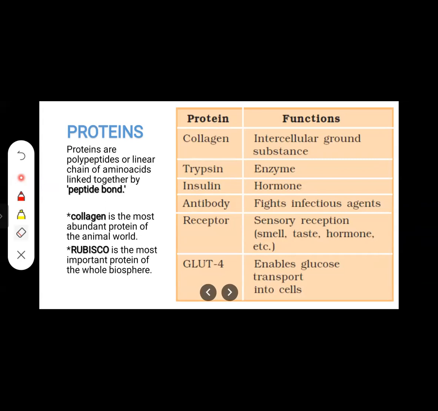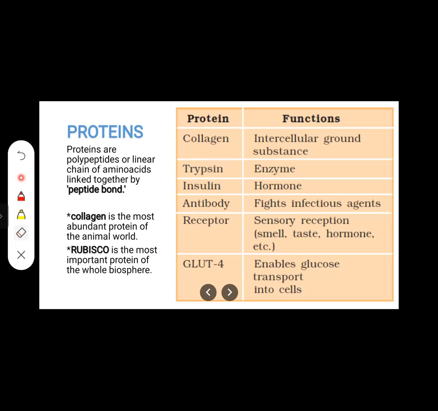So insulin is a hormone. Why is insulin required? When insulin binds to GLUT4, it will open the channel, then the glucose molecule can go inside the cell. Okay, ma'am. So next is trypsin. Trypsin is an enzyme. And coming to collagen, it is an intercellular ground substance.